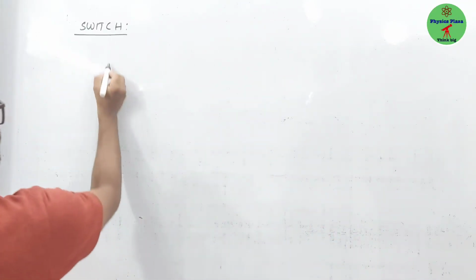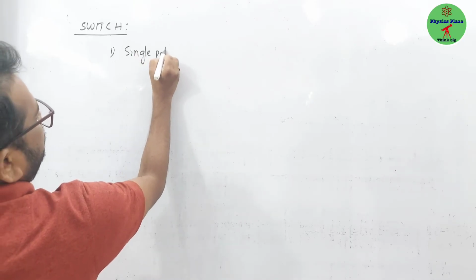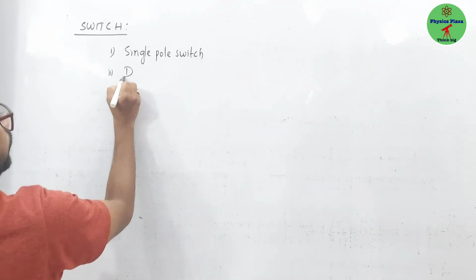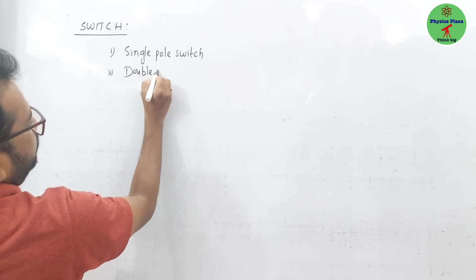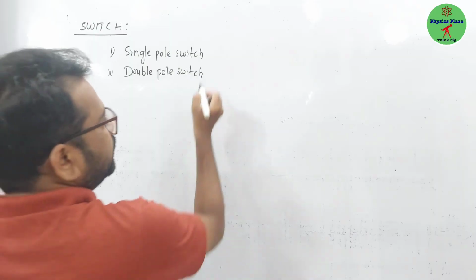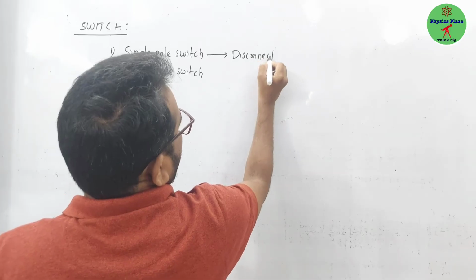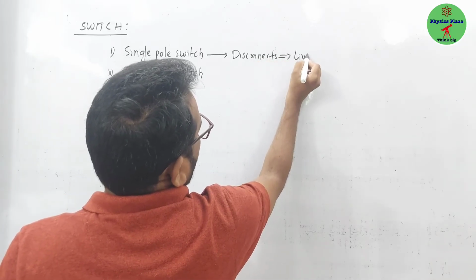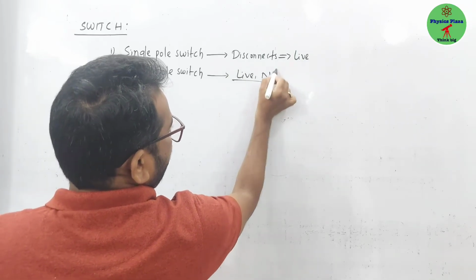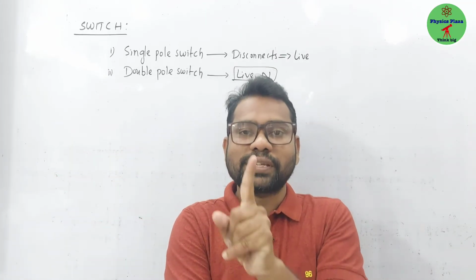Okay, fine. So here we have two types of switches: single pole switch and second one is double pole switch. Single pole switch, double pole switch. Children, what is a single pole switch? Which disconnects only, very important, only the live wire. Whereas a double pole switch will disconnect the live wire as well as the neutral wire simultaneously.